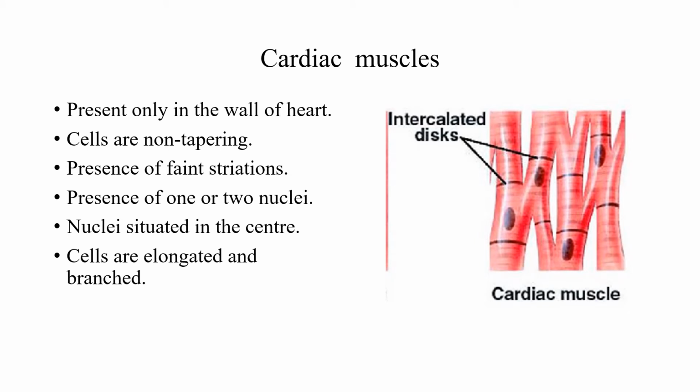Cardiac muscle. From the term itself we can understand it is found in the walls of the heart. Structurally it resembles the striated muscle, functionally resembles the smooth muscle. So rhythmic contraction and relaxation is done with the help of this muscle. Striations are found, alternating bands, then branched, then presence of one or two nuclei. Nucleus usually situated in the center, then cells are elongated and branched.